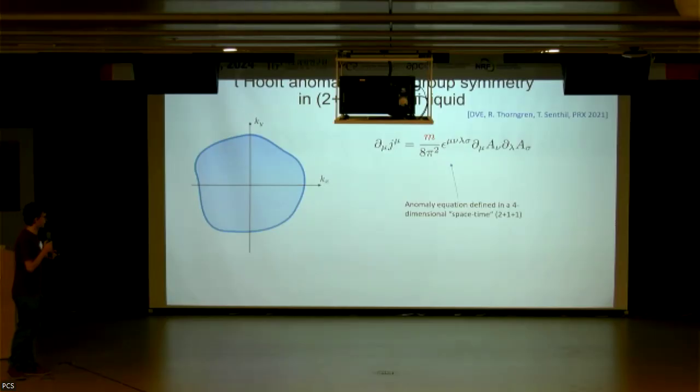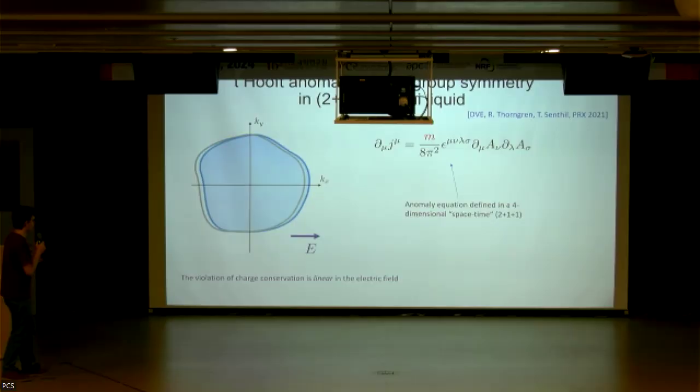So there's maybe a subtlety here which is a little confusing. The right-hand side of this anomaly equation: this anomaly equation tells you the non-conservation of charge, right? But the right-hand side is quadratic in the gauge field. But if you think about this picture where you apply an electric field to Fermi liquid theory, it's sort of obvious that the violation of charge conservation should be linear in the electric field. So how is that consistent with having a quadratic term here?